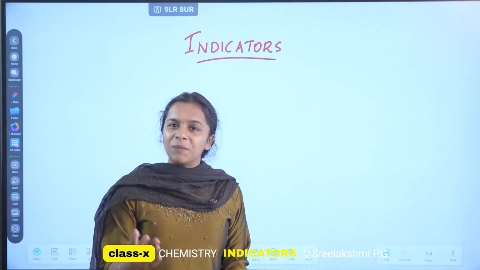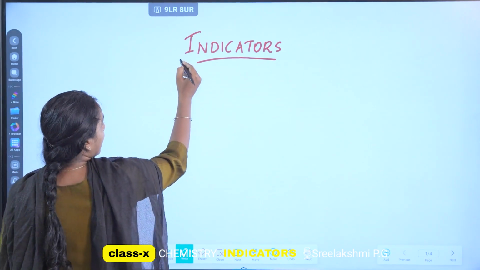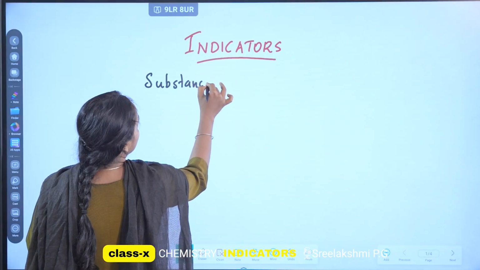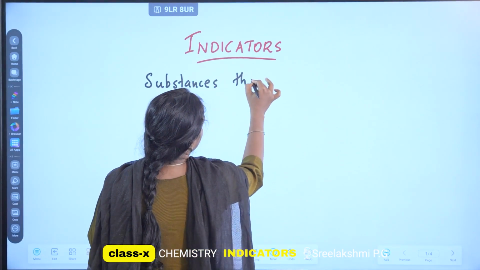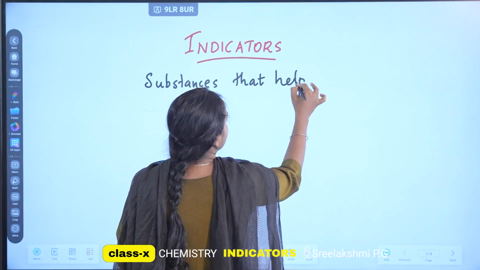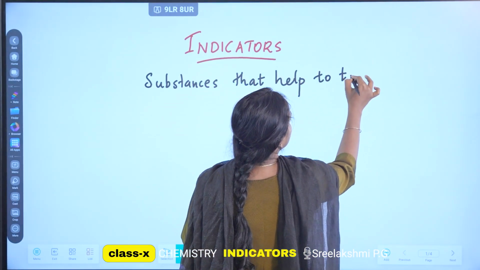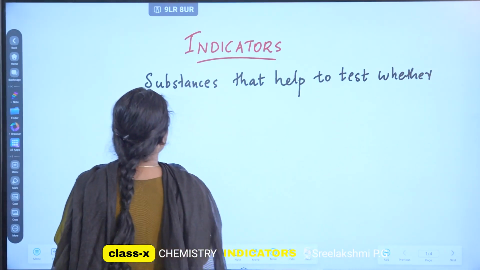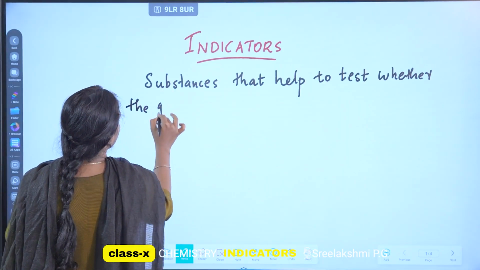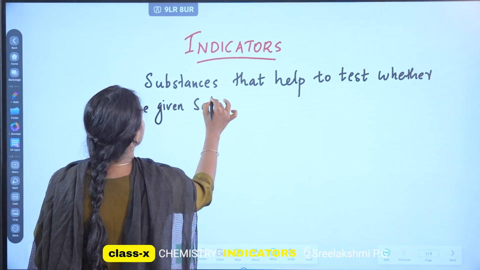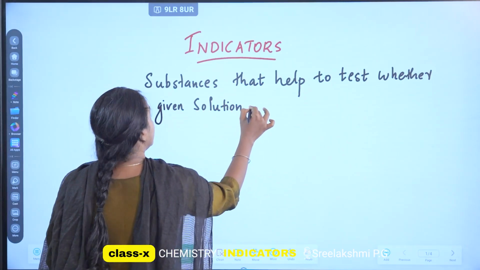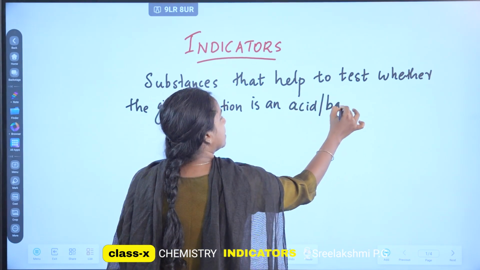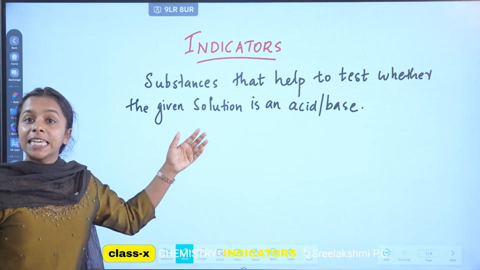Okay, so we can write that indicators are the substances that help to test whether the given solution is an acid or base. Understood? So this is known as indicators.